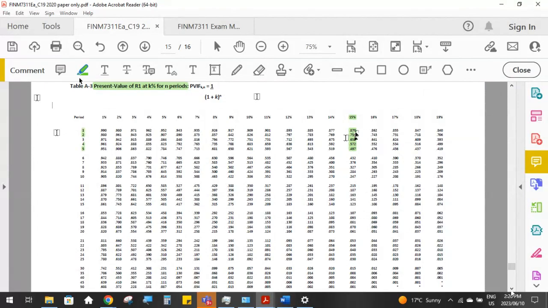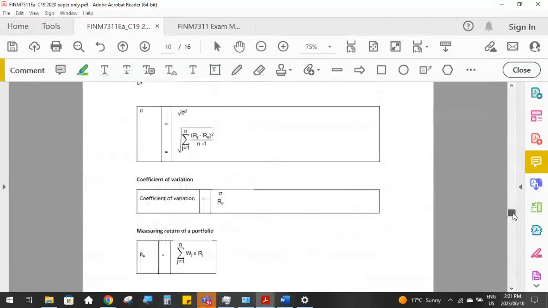Use your tables, they will be given to you, and make sure that you've practiced with the tables so that you know you're looking up the correct factor, and that's going to save you a lot of time. Okay, so that's where we found those factors that we're using in the answer.